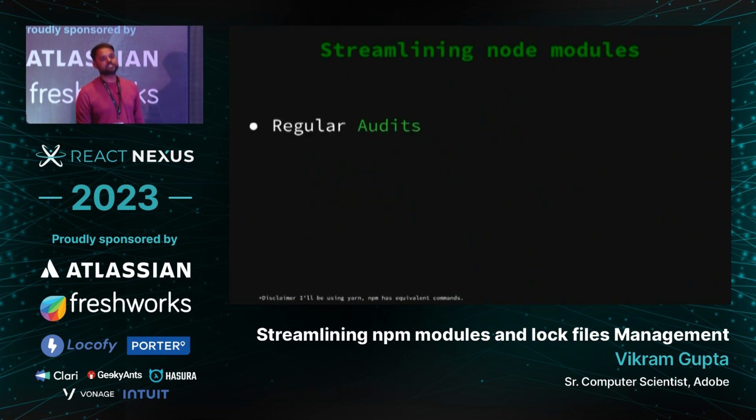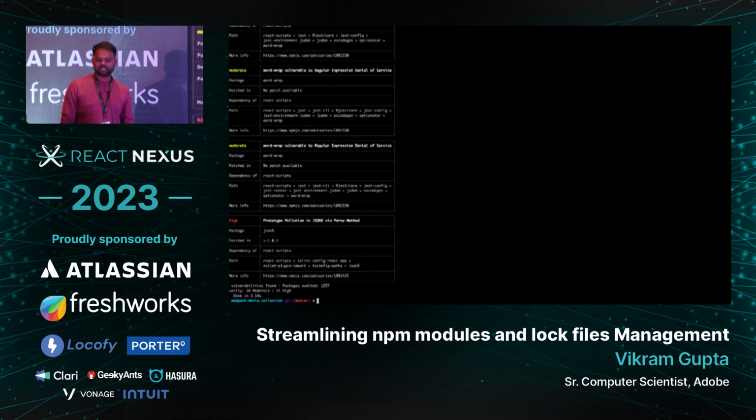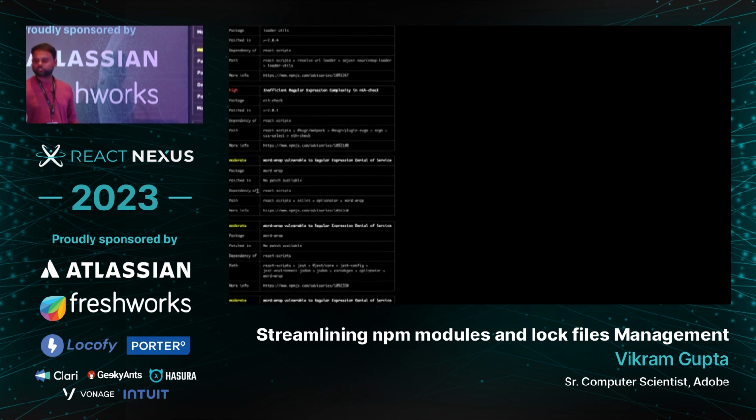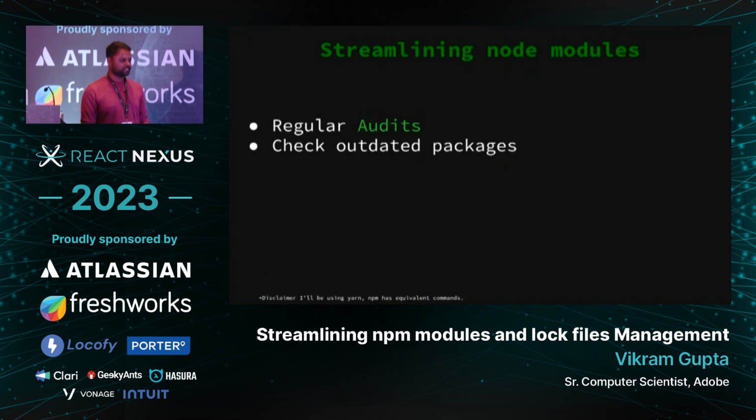Streamlining node modules. This is the most important part. We have to do regular audits. So how do you do an audit? You can just run yarn audit. I'll be using yarn. You can use npm also, and this will basically tell you which packages have problems, with vulnerability levels high, critical, moderate. So make sure that you don't have any packages which have critical and high vulnerabilities within them.